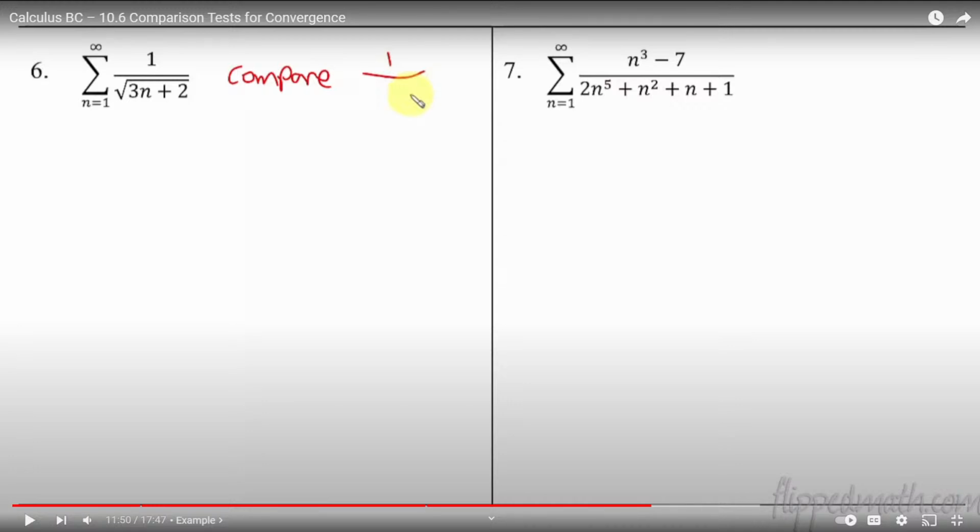So we get 1 over the square root of n, and that is a p series. n is to the 1/2, meaning it diverges. So this is probably going to diverge. Let's see what we get.